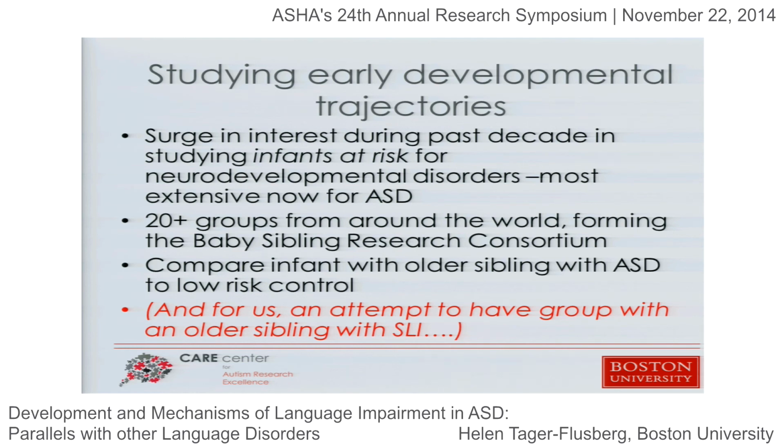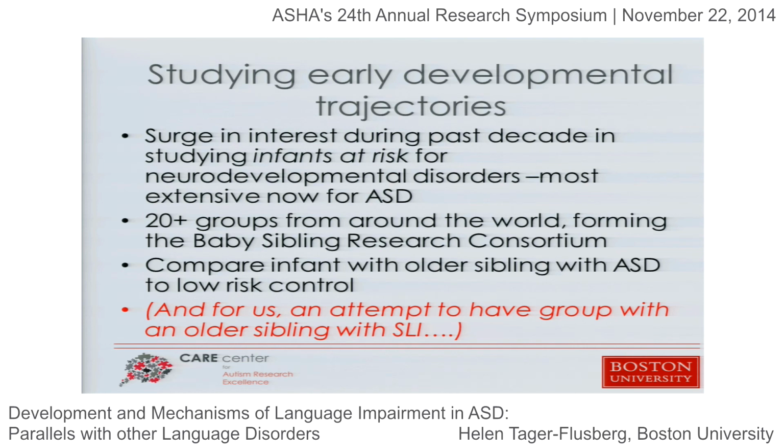And we define high risk in the Baby Sibling Consortium to those infants who have an older sibling with autism. And everyone right now in the consortium is comparing these infants to what we call a low-risk control. For most of us, that means babies who have an older sibling, but they're squeaky clean. We've screened them for autism and other neurodevelopmental disorders.